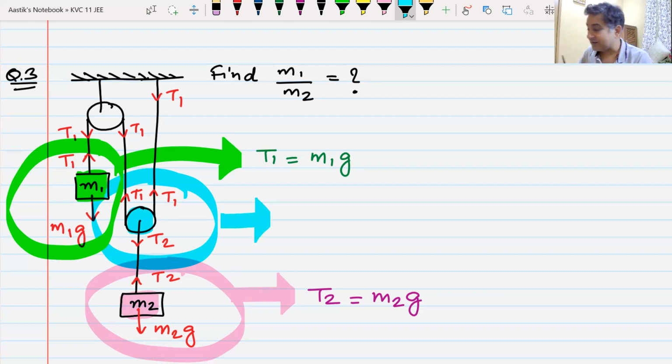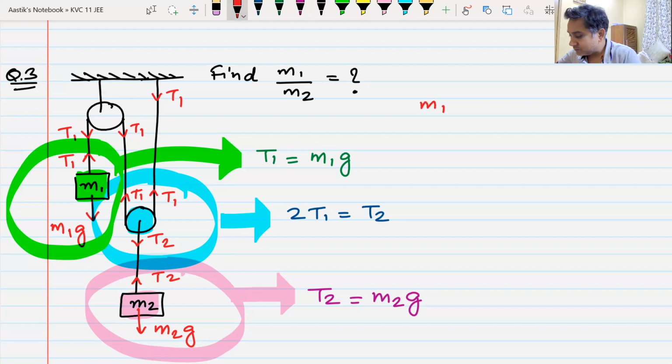So you see it once and you remember it. So the upward force on the pulley should be equal to the downward force. The upward force is 2 times T1. The downward force is T2. Yes or no? So we get the relation between T1 and T2.